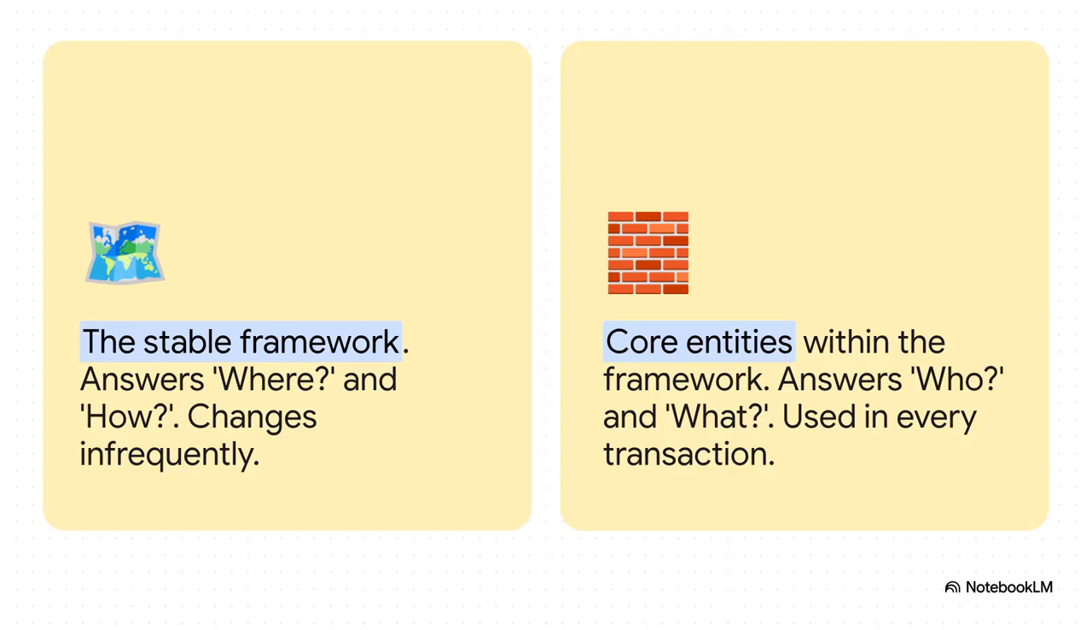Okay, let's put these two ideas side by side, because this is the key to understanding all of it. The enterprise structure, that's the stable framework. It's the where and the how. It's your map. The master data, that's the core stuff that moves within that framework. It's the who and the what. It's the people and the things you put on the map. One is the stage, and the other is the actors.